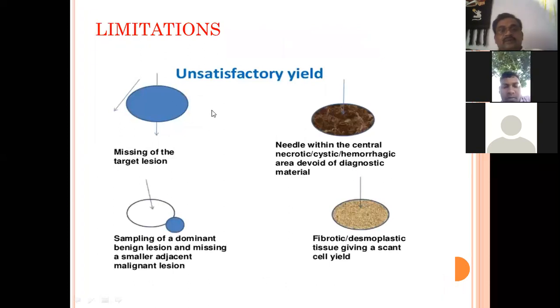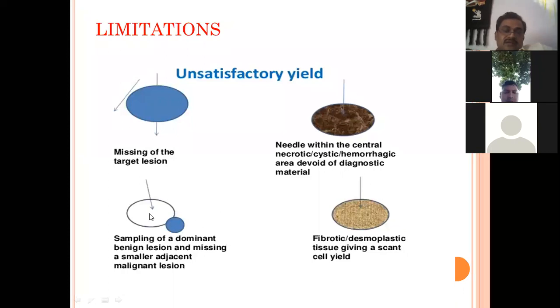So sometimes you can get unsatisfactory yield when you are missing the target. This is your target, your needle should be here. If you miss the target, your needle may go away from the target. Second is that you can collect some necrotic mass from the middle of the lesions. So a necrotic cell is not going to give you any suggestion. And hemorrhagic mass from the diagnostic material. So avoid using this.